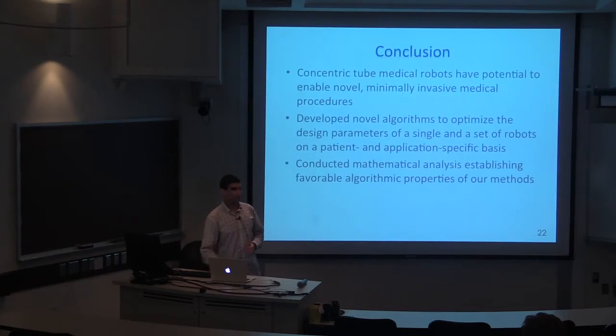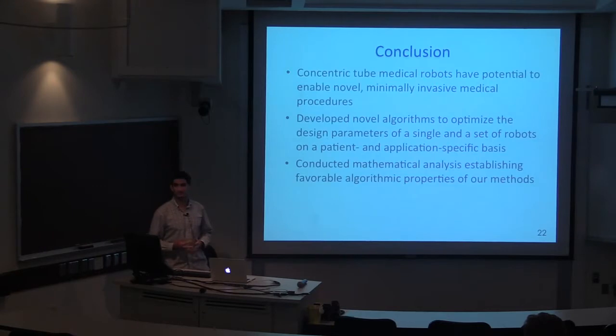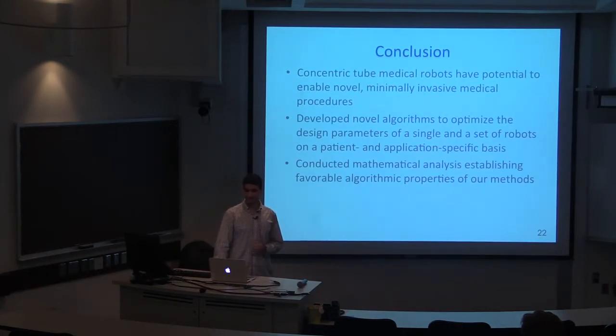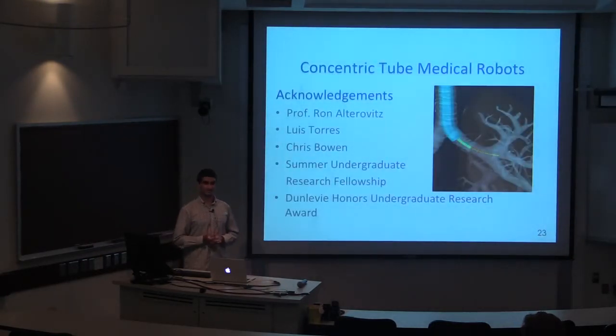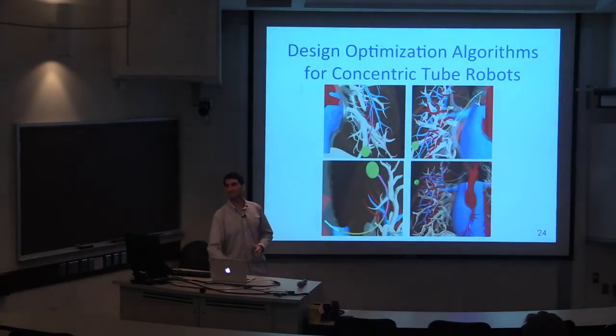So just to conclude, concentric tube robots are a new type of robot that have potential to enable novel and minimally invasive surgical procedures. We developed novel algorithms to optimize the design of a single robot and a set of robots. We also conducted mathematical analysis establishing some favorable properties of our methods and empirically showed that our method was able to find a design that is superior, with higher quality, in a short amount of time. I just want to acknowledge my advisor Ron Alterovitz, Luis, and Chris, and some monetary sources. So thank you.